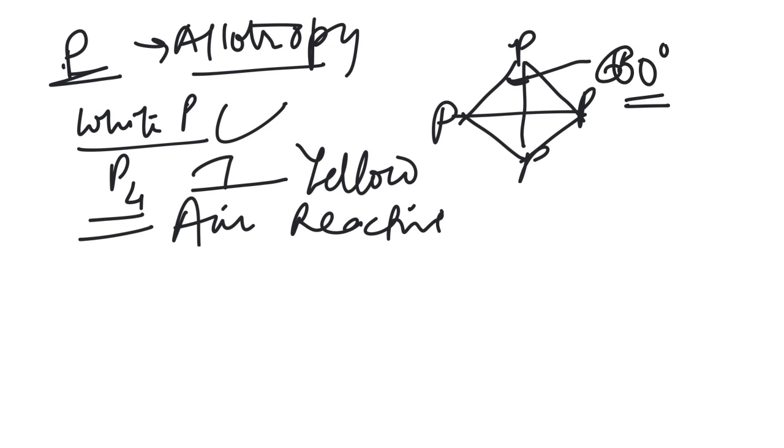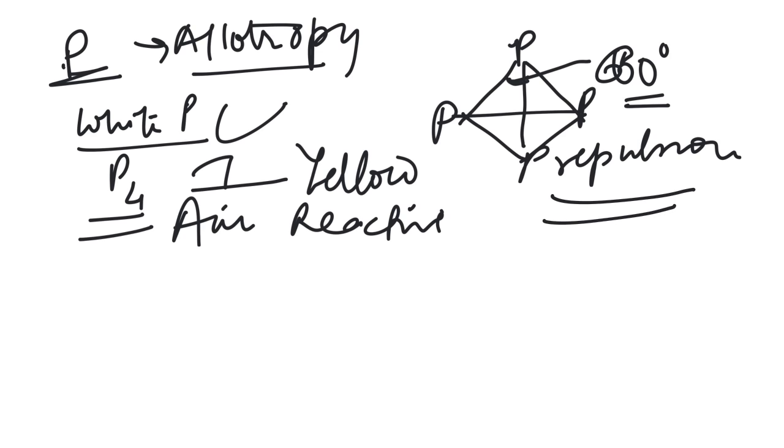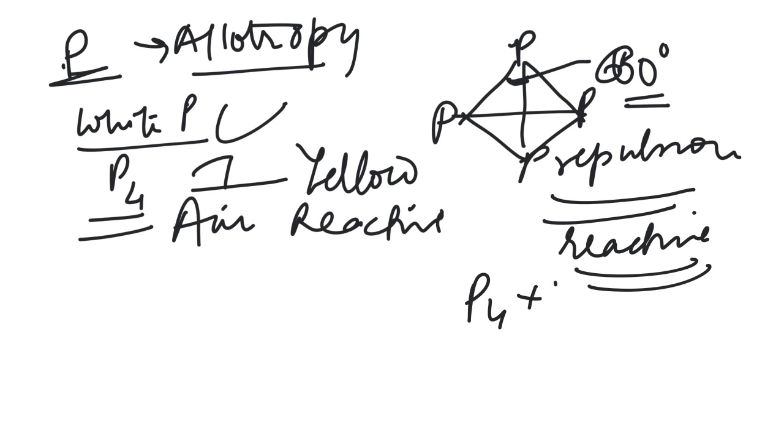So what happens, there will be strain between the phosphorus atoms, that is there will be repulsion between the phosphorus atoms, and due to this it becomes unstable and therefore it is reactive. When it is kept in air, it catches fire and forms P4O10. Dense fumes of P4O10 are formed. So very reactive.